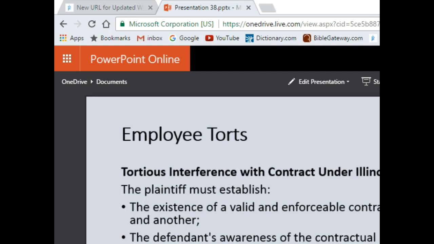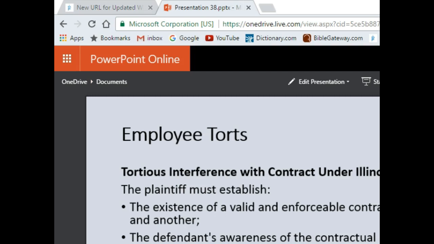Tortious interference with contract under Illinois law. Keep in mind that an employment relationship, as we've talked about many times already, is contractual. So for a plaintiff to establish a tortious interference claim with contract under Illinois law, they must, one, show the existence of a valid and enforceable contract between the plaintiff and another. That other could be the employer or some other organization that they're performing services at. Two, the defendant's awareness of that contractual relationship.